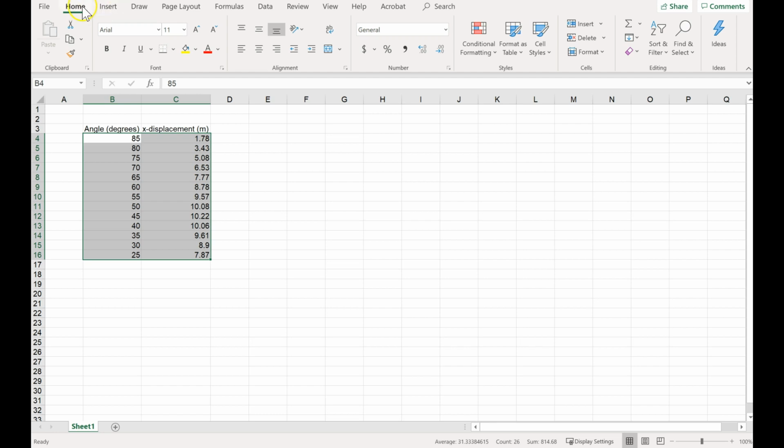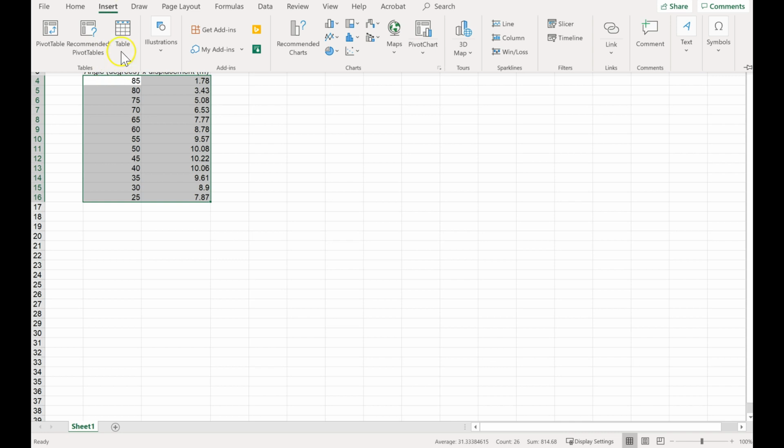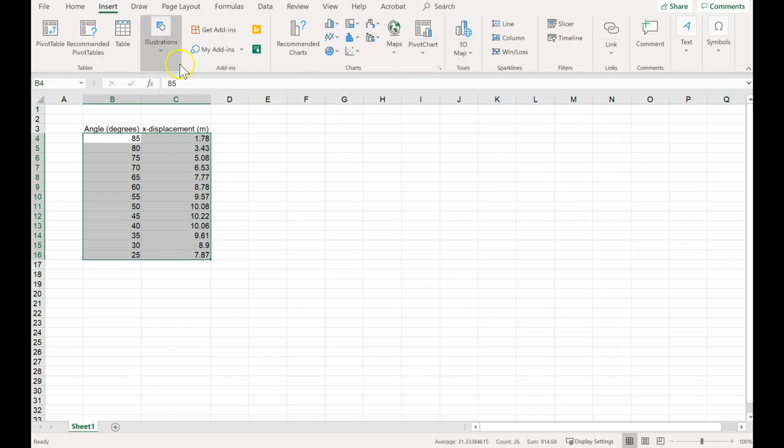and you might find that your Excel looks like this, so that when you click Insert, it falls down. That's okay, that's fine. You can change that by double-clicking Insert quickly, and then this ribbon will remain at the top. Once you select Insert, find the Charts section of the ribbon.